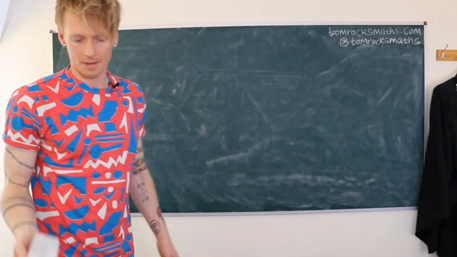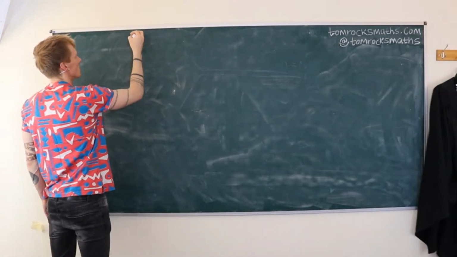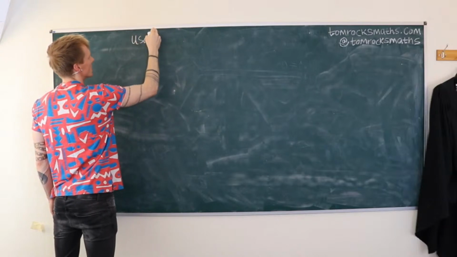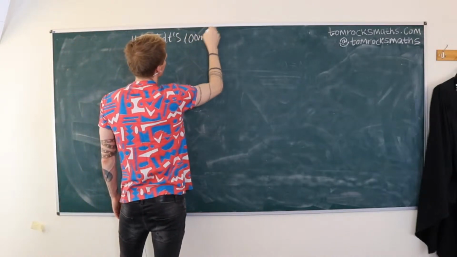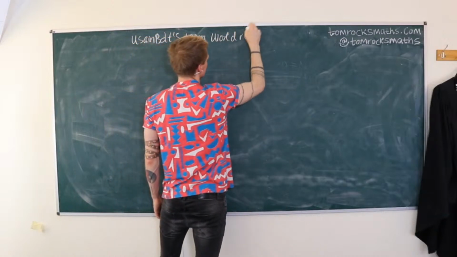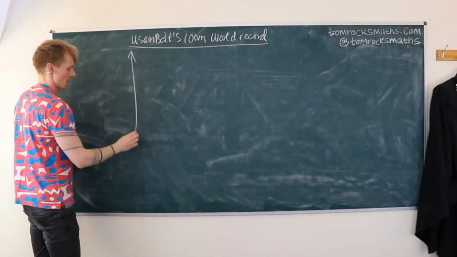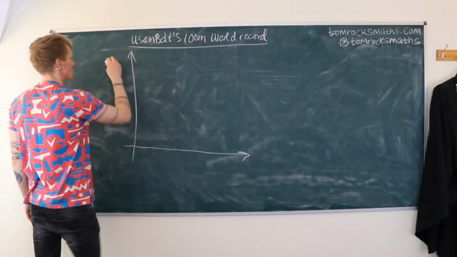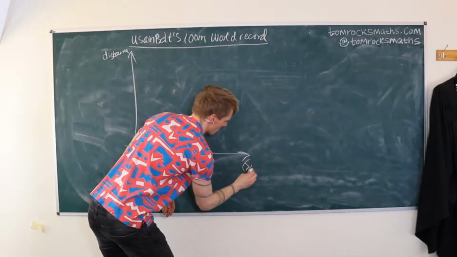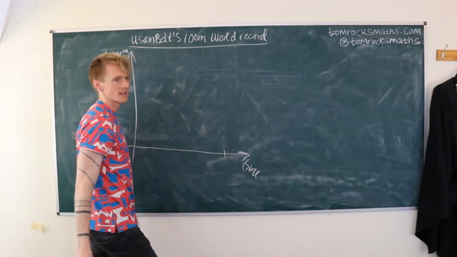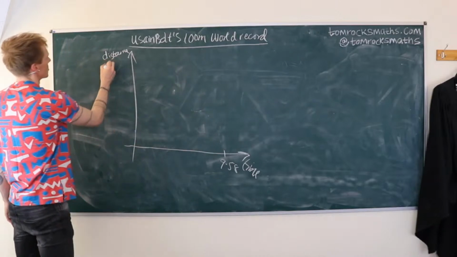Right then, we'll start by looking at Usain Bolt's 100 meters world record, like Bobby did in the video. So we've got the graph as follows. This is distance again. This will be time. We know his world record is, I think, 9.58. Someone can correct me if that's wrong. And he's going 100 meters.